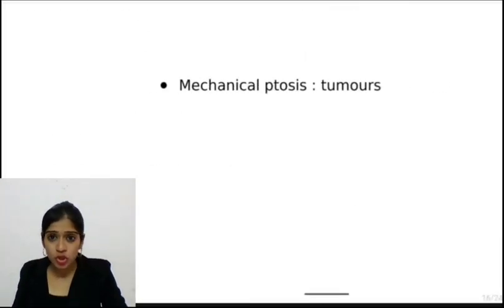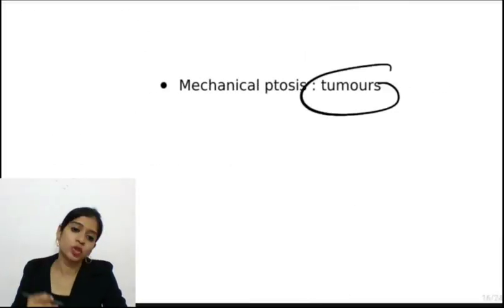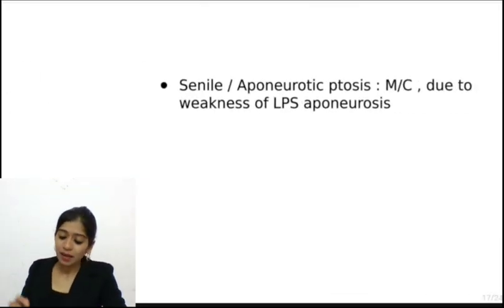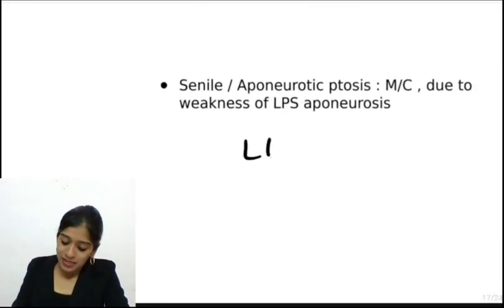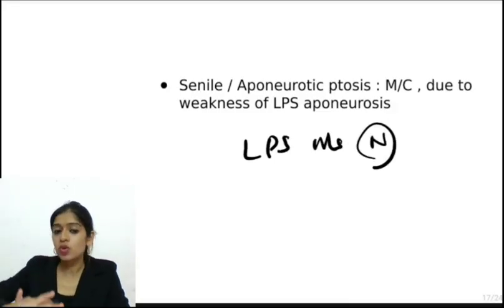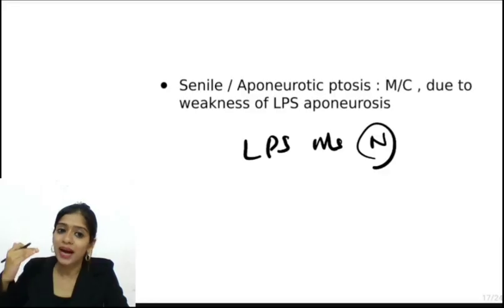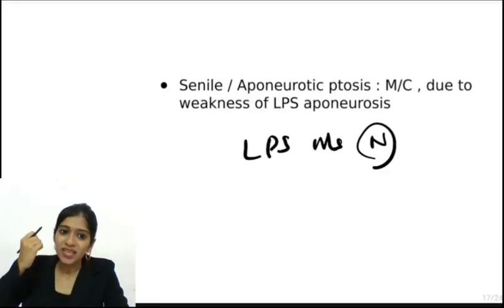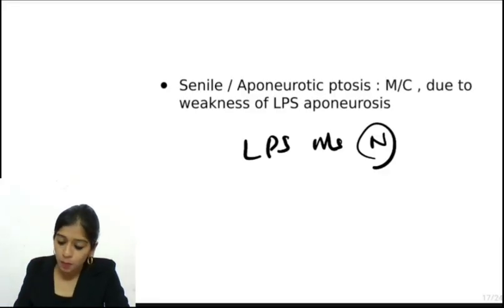Now mechanical ptosis, where tumors can cause drooping of the eyelids. Next is senile or aponeurotic ptosis. Here our LPS muscle is normal, but the aponeurotic tissue that connects the muscle to the upper eyelid may be weak. So this causes drooping of the upper eyelid. That is called aponeurotic ptosis.